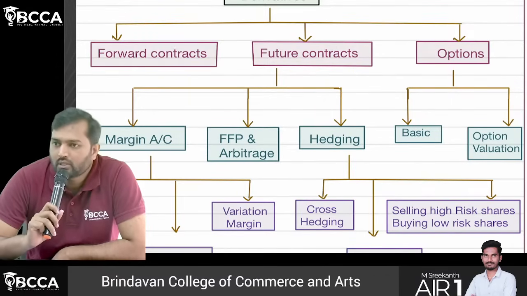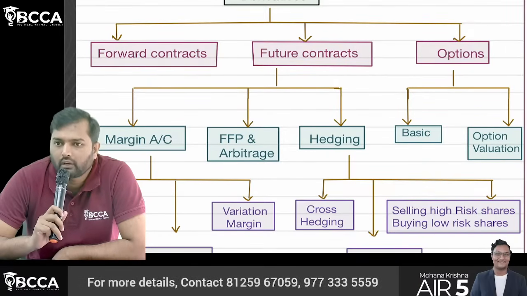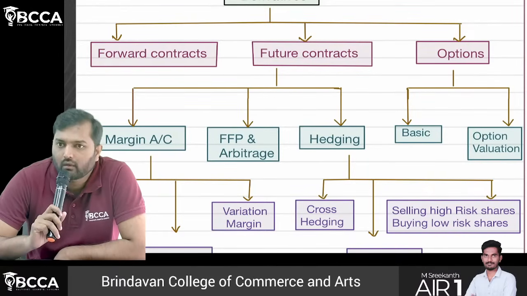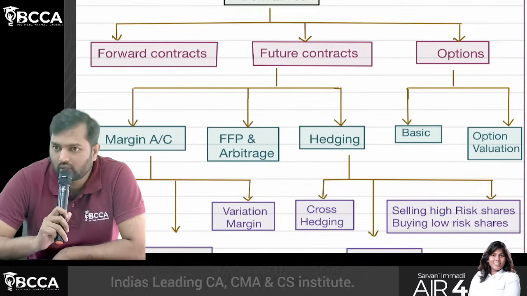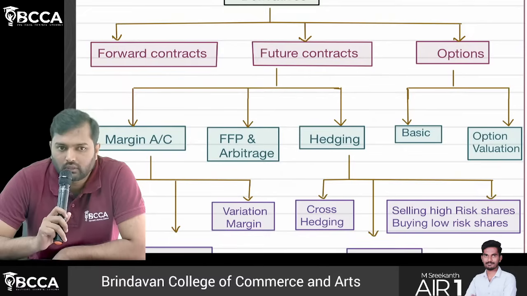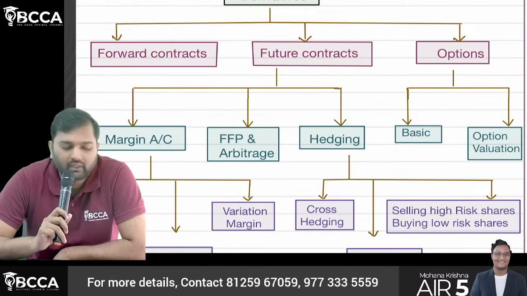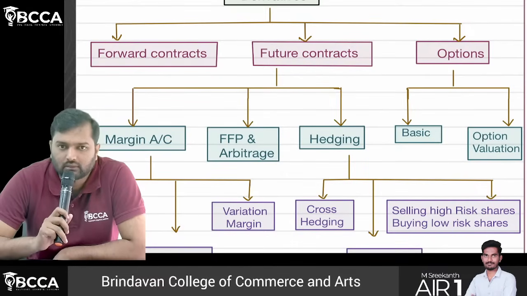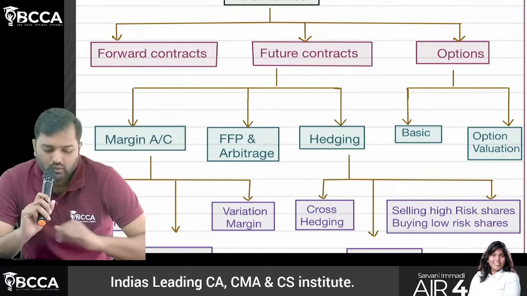And in options, we have 2 categories of questions: basic questions and option valuation. In June 2025, a basic question was asked, BCCA material, main question number 10. In option valuation, we have 4 models: risk neutralization, binomial, 2-period binomial, and Black-Scholes model. Black-Scholes was last asked in the year 2013. So frequently asked models are risk neutralization and binomial model. Okay, so clear.